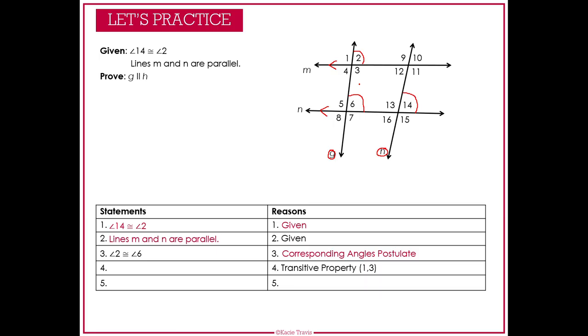I also see that angle 2 earlier was mentioned, and it was set equal to 14. If angle 2 is equal to 14 and equal to angle 6, I can now say that angle 14 is equal to angle 6 because of the transitive property with lines 1 and 3. Now, if these are congruent, I have enough information to say that these lines are parallel because of the converse of the corresponding angles postulate. If I have two congruent corresponding angles, then those lines should be parallel.